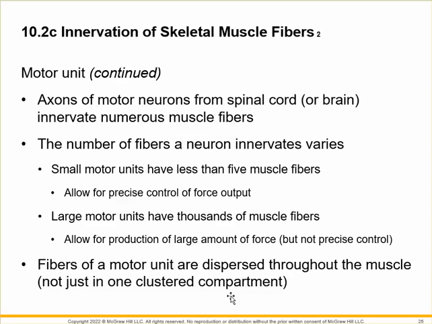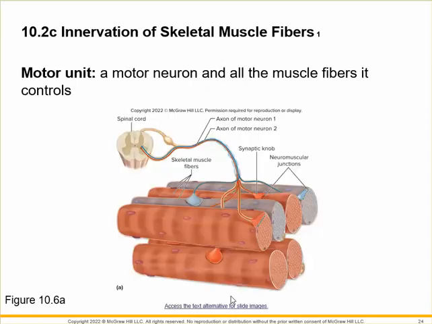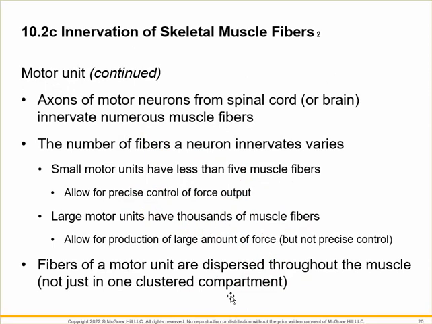And to make a motor unit even, the fibers are dispersed throughout the muscle. They're not even all in the same fascicle, because you don't want the force to be concentrated in one area of the muscle. You want it to be spread out, especially for the large motor units. So they don't have to be physically next to each other, like in this picture, but can be spread across multiple fascicles across the whole muscle.